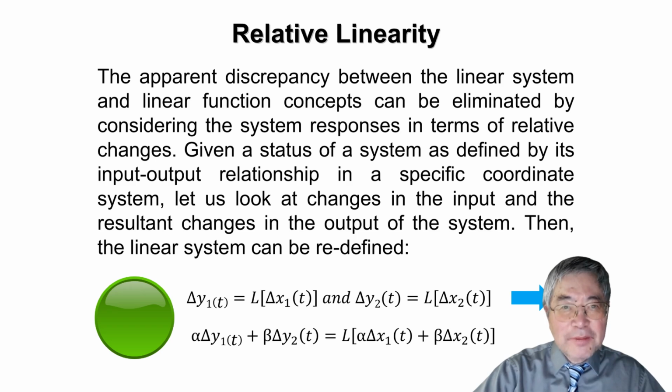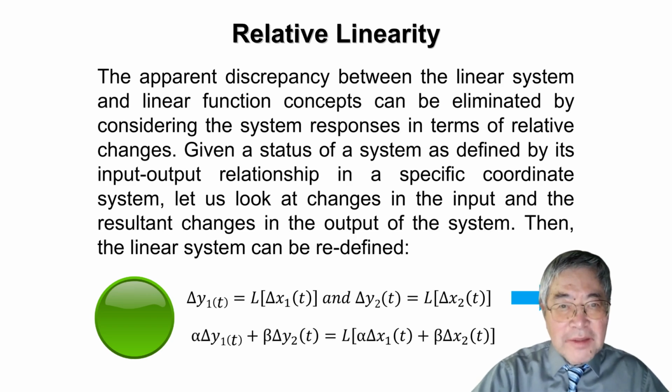Then if the superposition principle applies to these changes, that is alpha times delta y1 of t plus beta times delta y2 of t equals L applied to alpha delta x1 of t plus beta delta x2 of t, we call the system linear. This shows that by focusing on relative changes, the system behaves linearly, even if the original absolute function looked nonlinear because of an offset or intercept. This concept is especially useful in medical imaging, where systems often operate around a baseline or reference signal, and what matters most is the change we're trying to detect or measure.